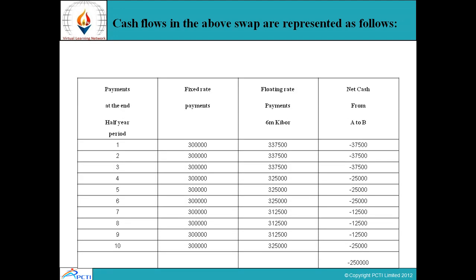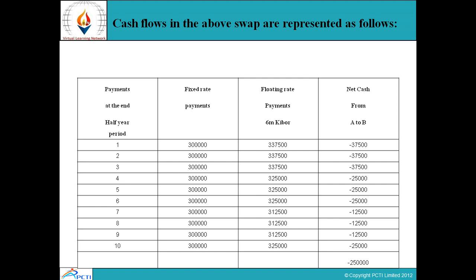Cash flows in the above swap are represented as follows. Payment at the end of each half-year period, like 1, 2, 3, 4, 5, 6, 7, 8, 9 and 10. Fixed rate payment 30,000 in each period. Floating rate payment, 6 month KIBOR: 3,37,500 for first, second and third periods, up to the sixth period, then from the seventh it will change to 3,12,500, then 3,12,500, then 3,12,500, then 3,12,500.